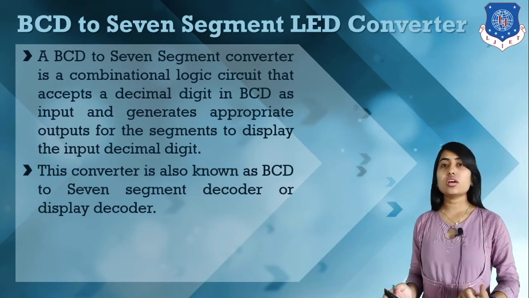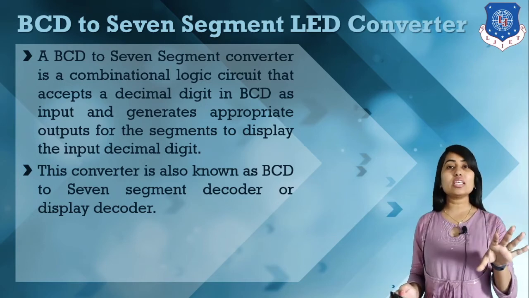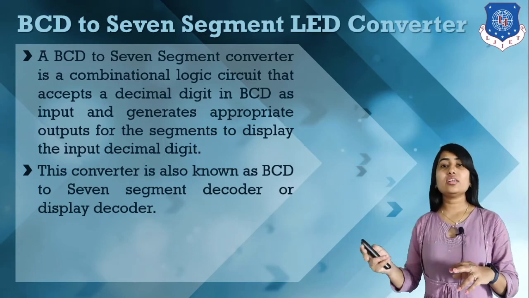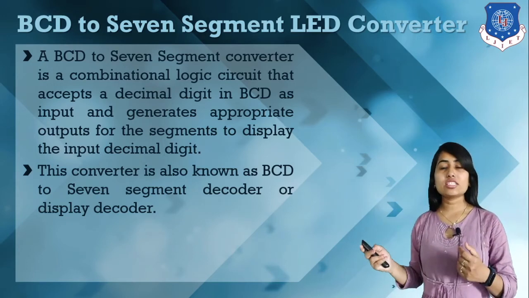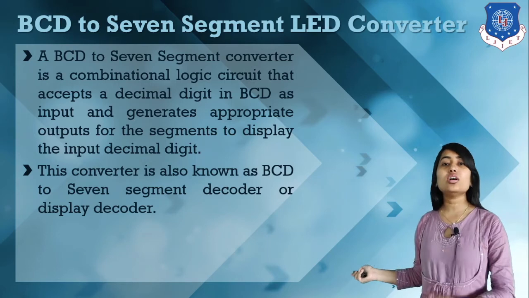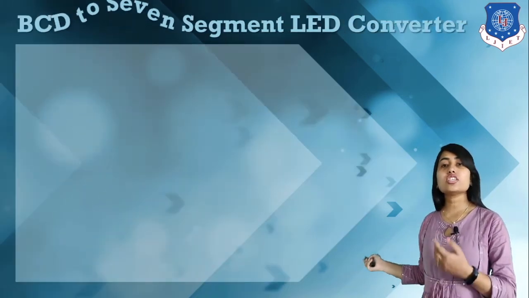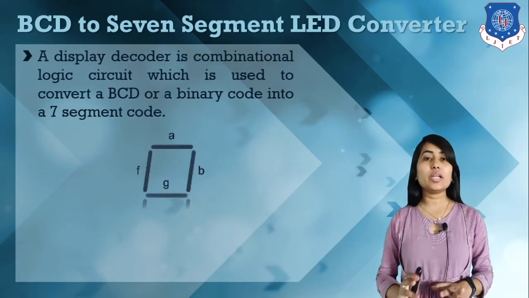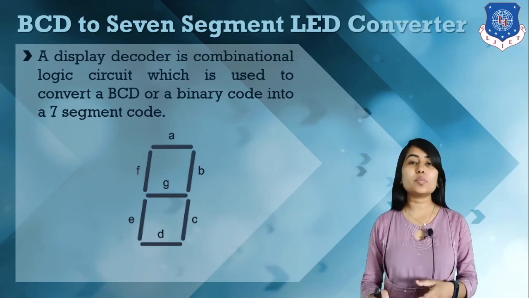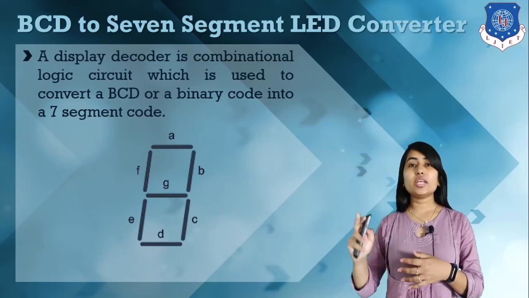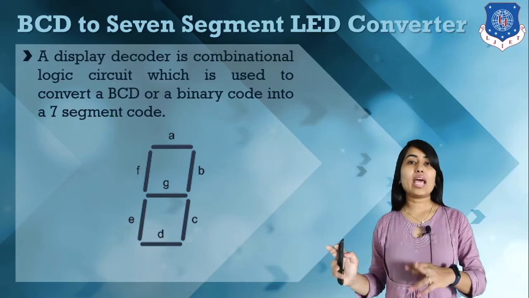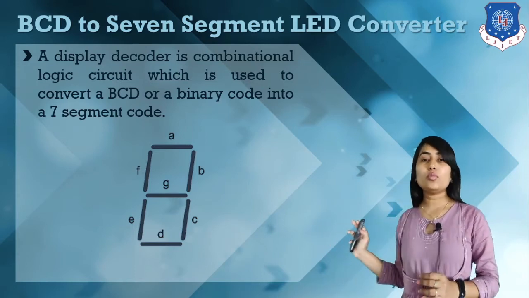So using this converter we can convert our BCD and show it in our 7 segment LED structure. This BCD to 7 segment LED structure is also known as a display decoder, because here we display all our 0 to 9 values with the help of 7 segment LEDs.